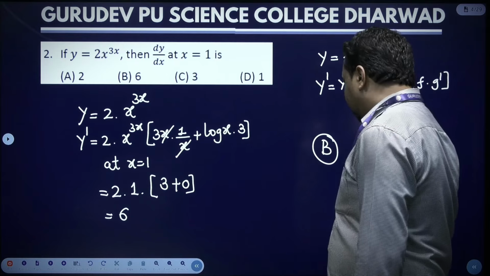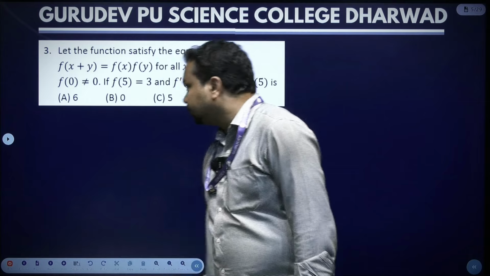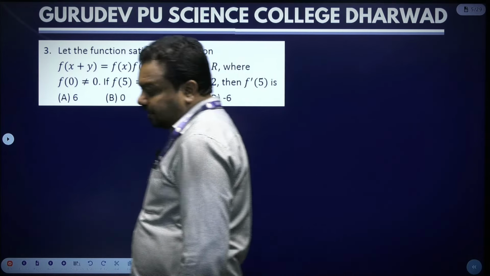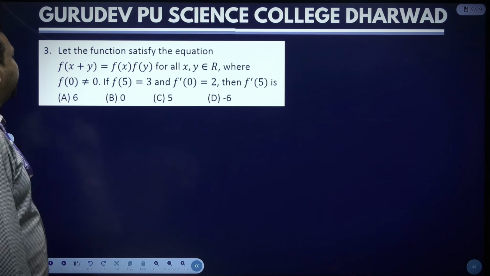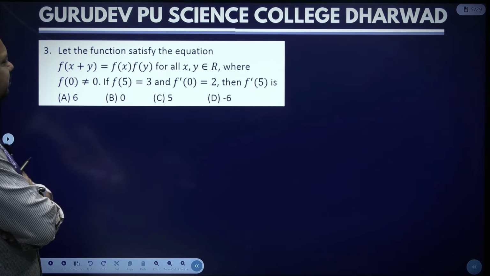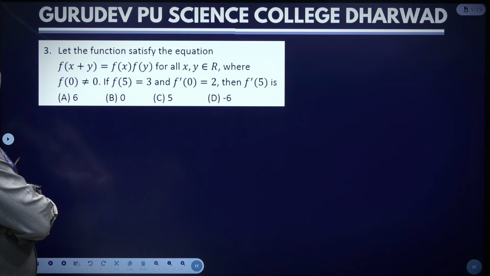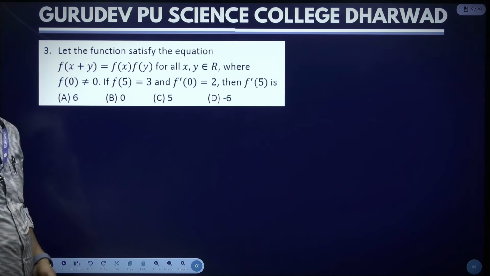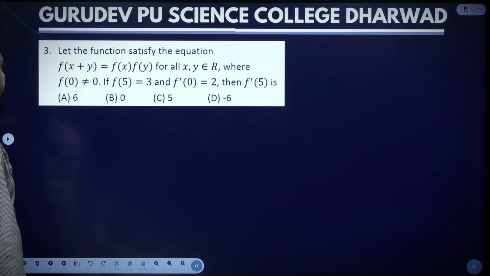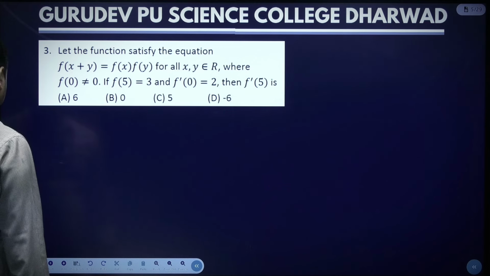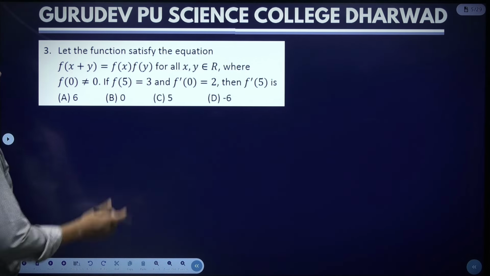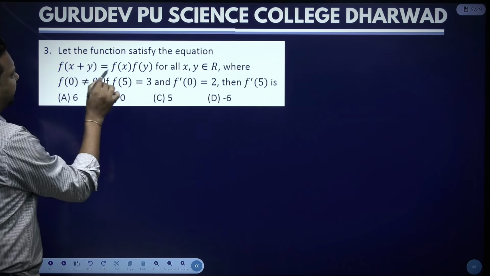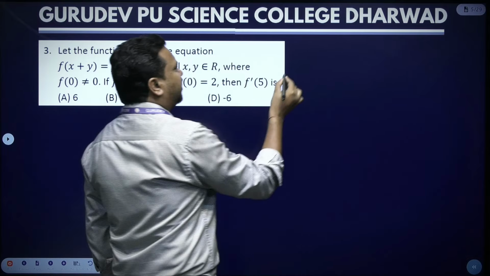So let me go for next one. Let the function satisfy the equation f of x plus y is equal to f of x into f of y for all x, y belongs to R, where f of 0 is not equal to 0. If f of 5 is equal to 3 and f dash of 0 is equal to 2, then f dash of 5 is equal to, they have asked, right? One of the important questions, expected question, right? So you have to recall the concept of the relation which is associated with f of x plus y is equal to f of x into f of y.